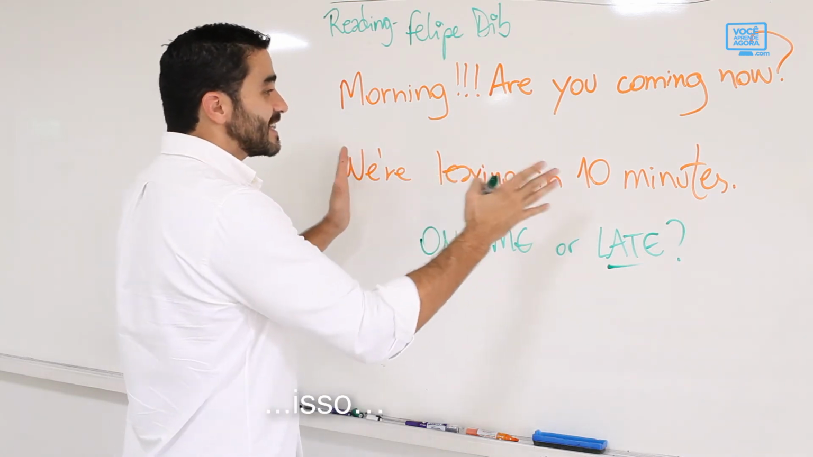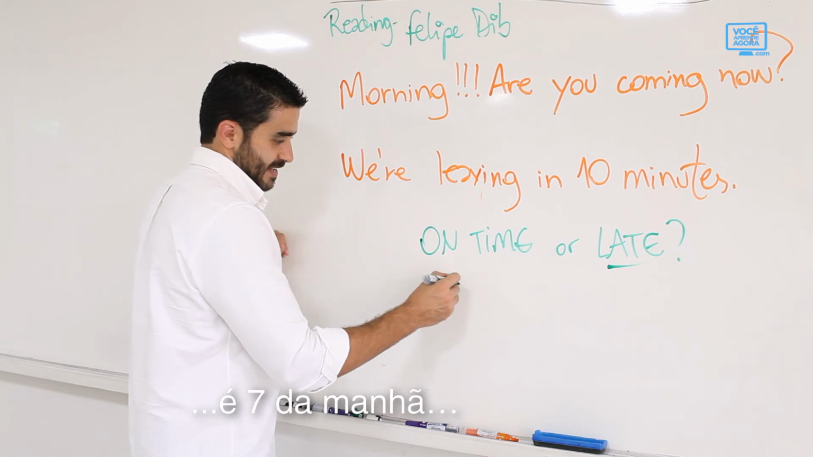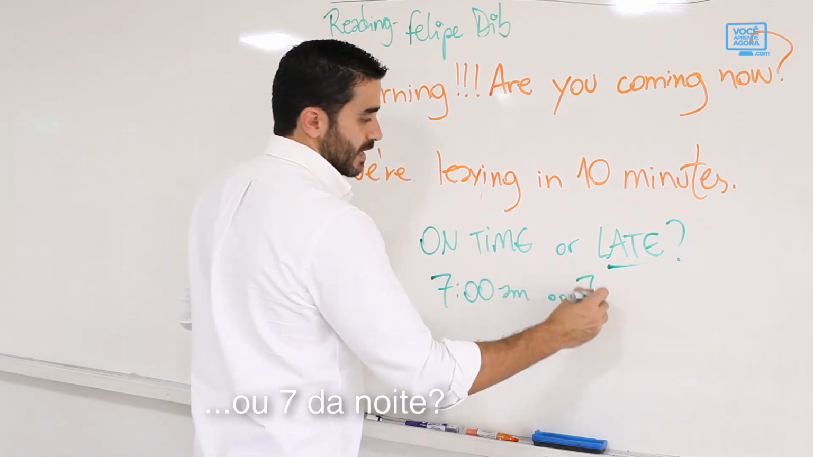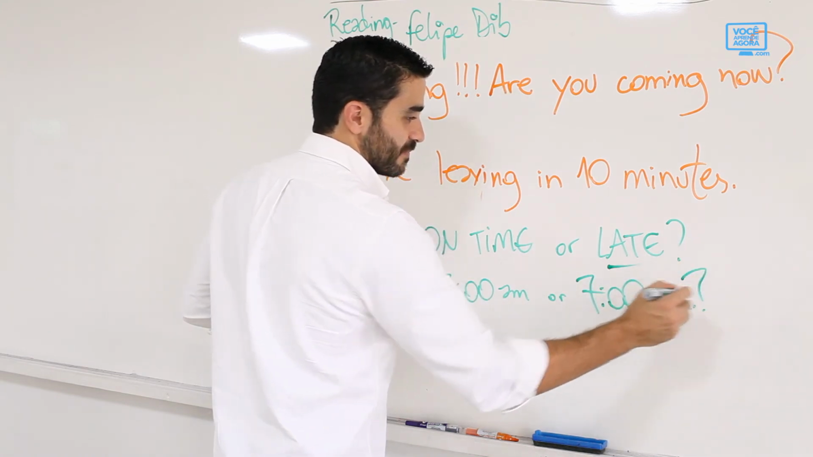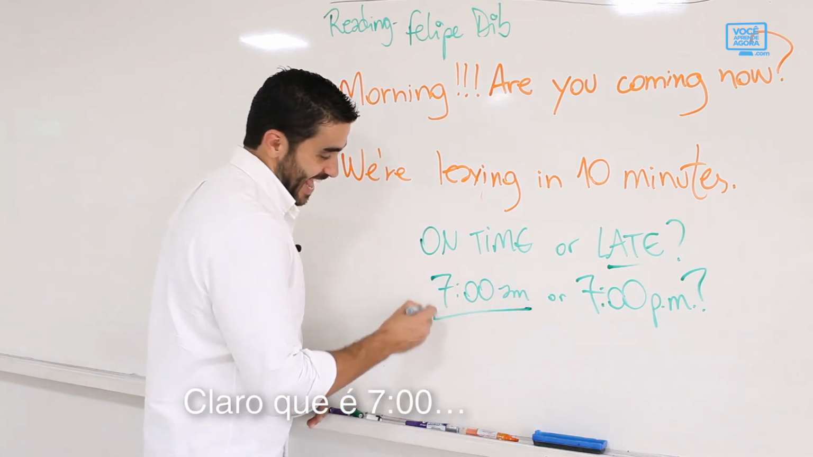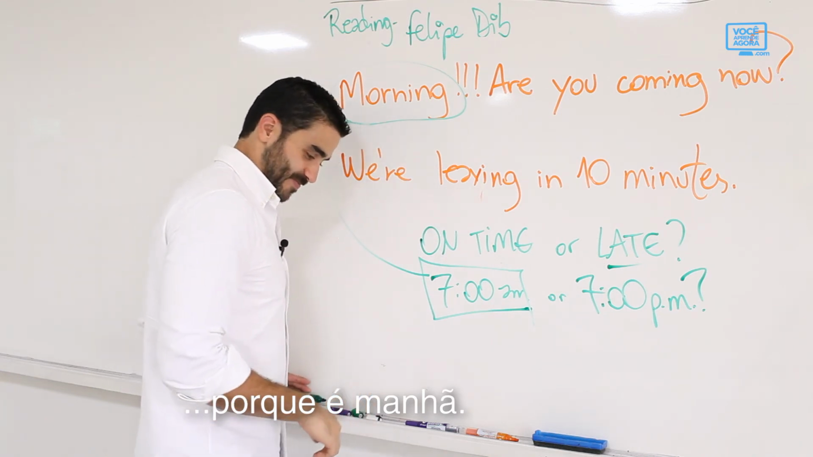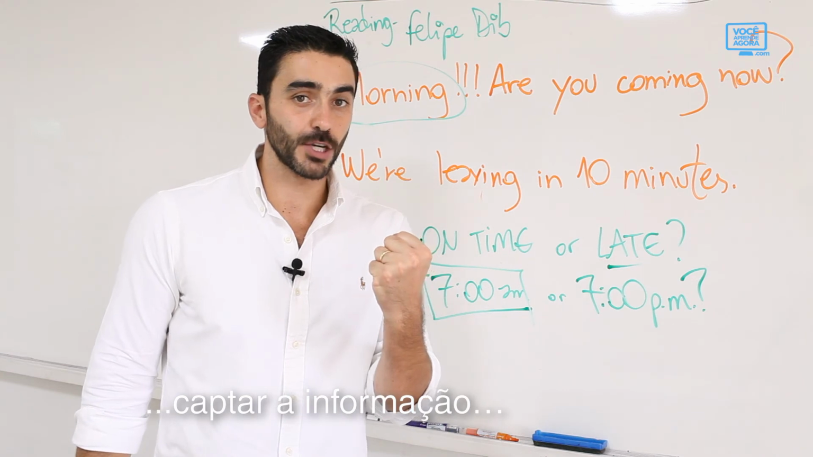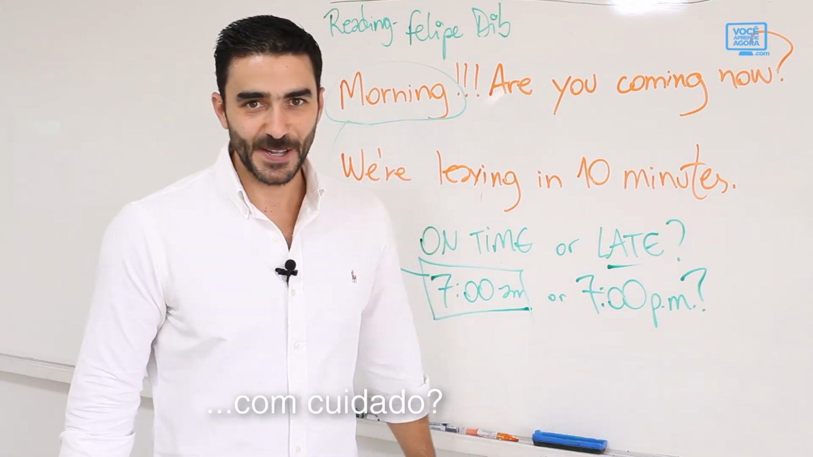When you see this, is it 7 a.m. or 7 p.m.? Of course, it's 7 a.m. because it's morning. Do you understand how you can capture information by reading the words carefully?